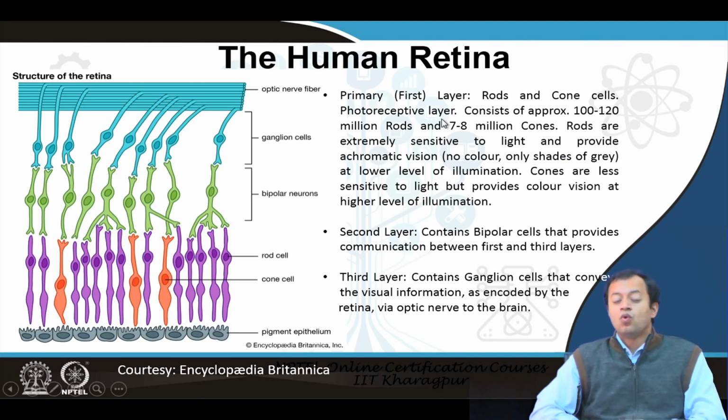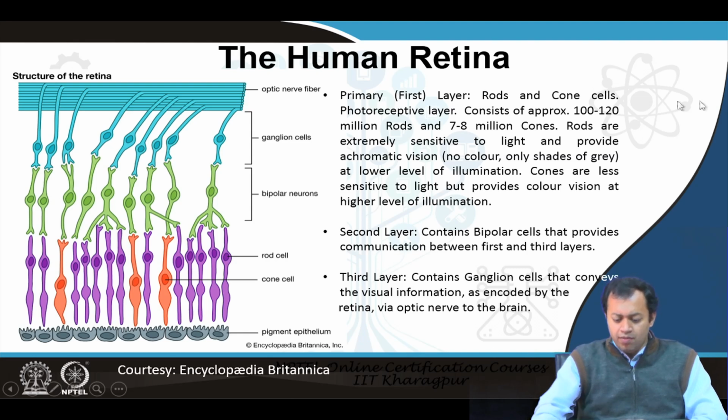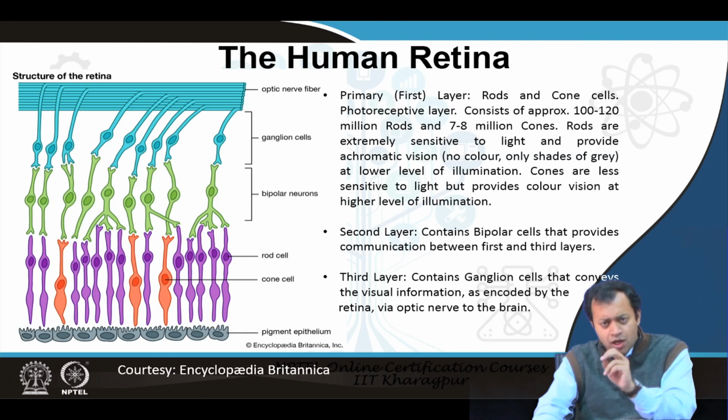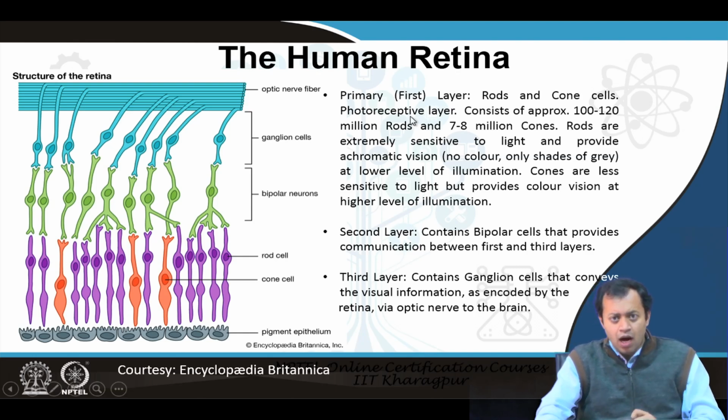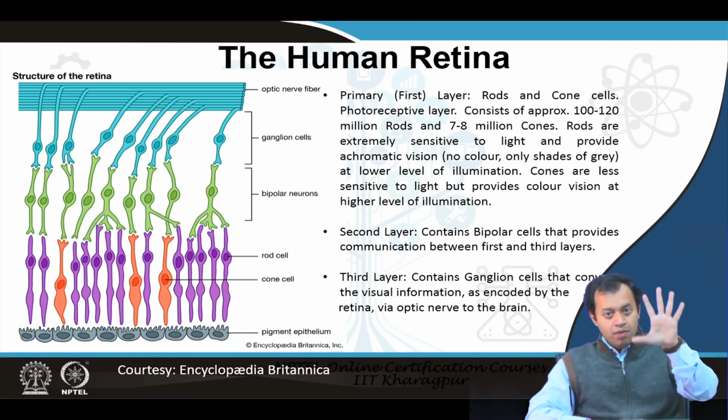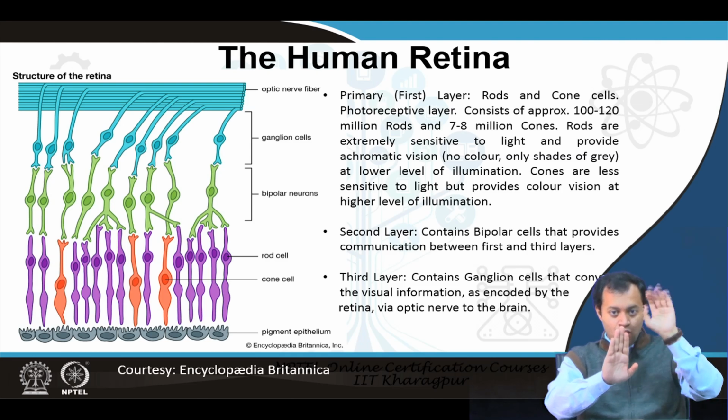Rod cells are the ones which are incredibly sensitive to light but not to color. They give you shades of gray, brightness, black and white and gray and all of these things. Very, very minute differences in gray can also be picked up by our human eye because of the presence of rod cells. Cones are much less sensitive compared to rod cells, but they provide color vision at a higher level of illumination. So we have more rod cells, fewer cone cells. Rods are for brightness, shades of gray, cones are for color.